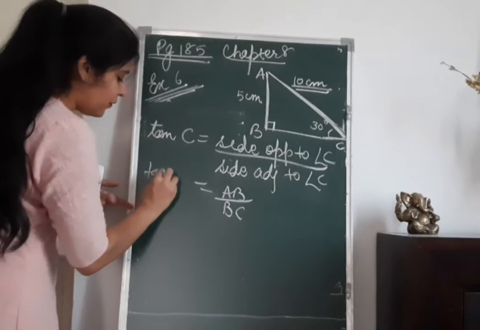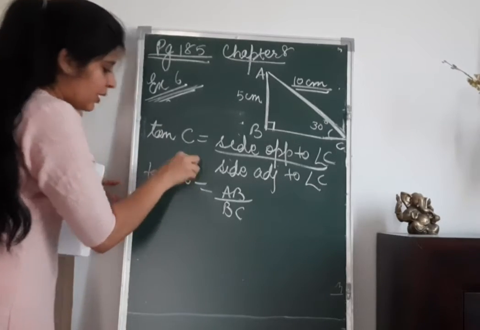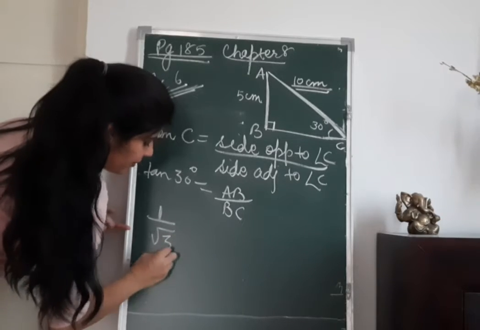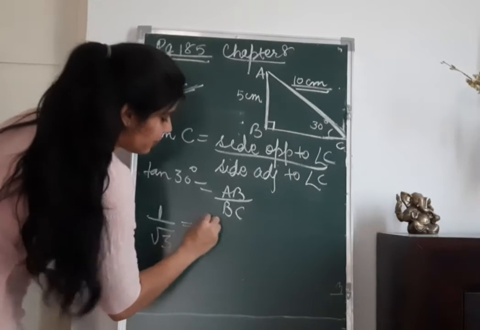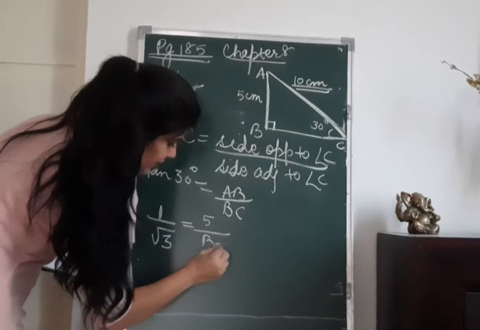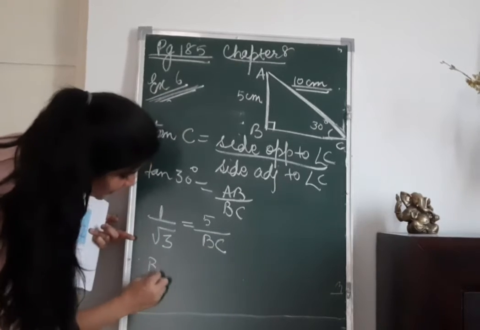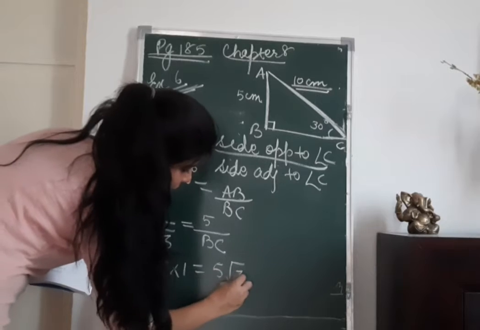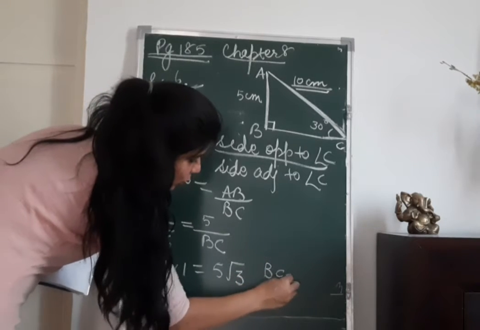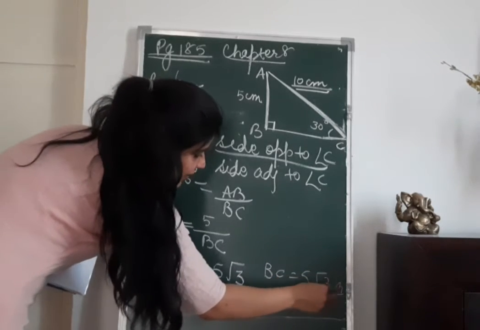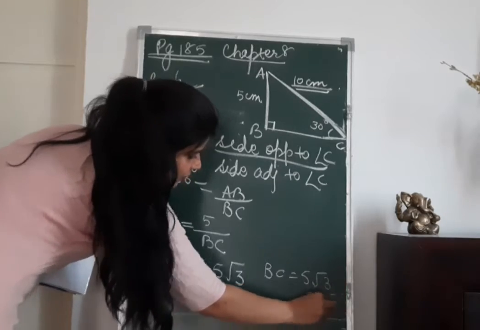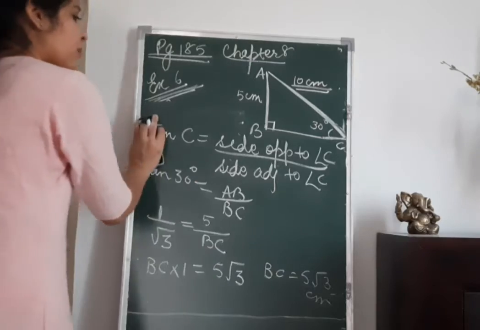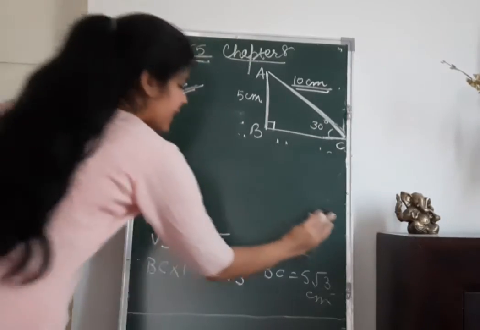Right? And what is tan of C? That is tan of 30 degree. And tan of 30 degree is equal to what? 1 upon root 3. And AB is 5. This is going to be BC. So BC into 1 is going to be equal to 5 into root 3. So BC is going to be equal to 5 root 3 centimeter. So this is the first way to calculate BC. Let's see another way to calculate BC.